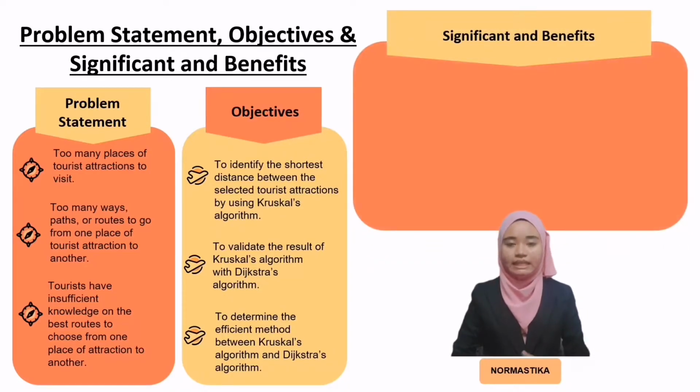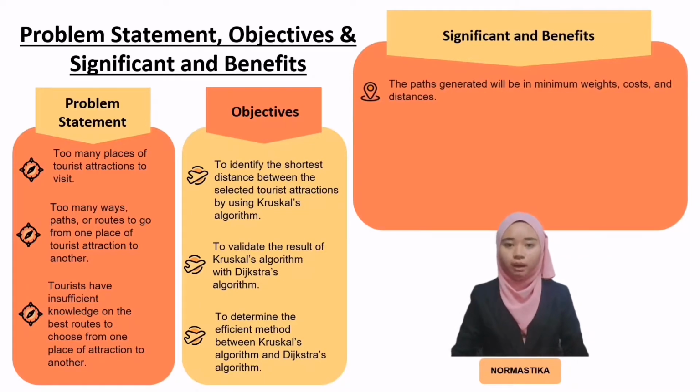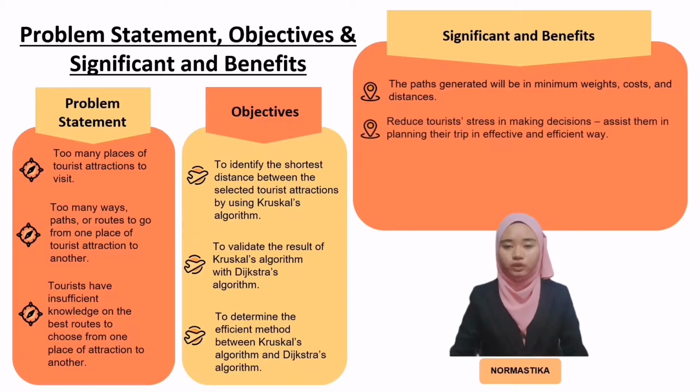The significance and benefit of this study is that the algorithms used are advantageous, where the path generated will be of minimum risk, cost, and distance. This study will help in reducing tourist stress in making decisions in choosing which route and path to be used so that all the tourism attractions can be visited. It also will ease the tourists by assisting them in planning their trip in a more effective and efficient way.